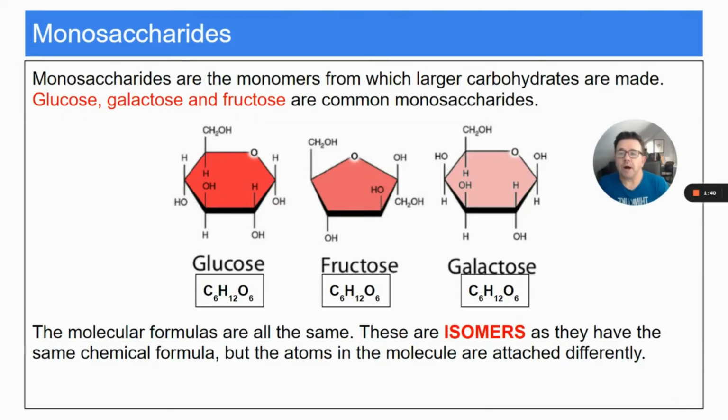Okay, so with carbohydrates, we need to first talk about monosaccharides. These are monomers from which large carbohydrates are made. There are three monosaccharides you need to know about, which are glucose, galactose, and fructose. As you can see, they have the same molecular formula, which is C6H12O6. These are called isomers as they have the same chemical formula, but the atoms in the molecule are attached differently.